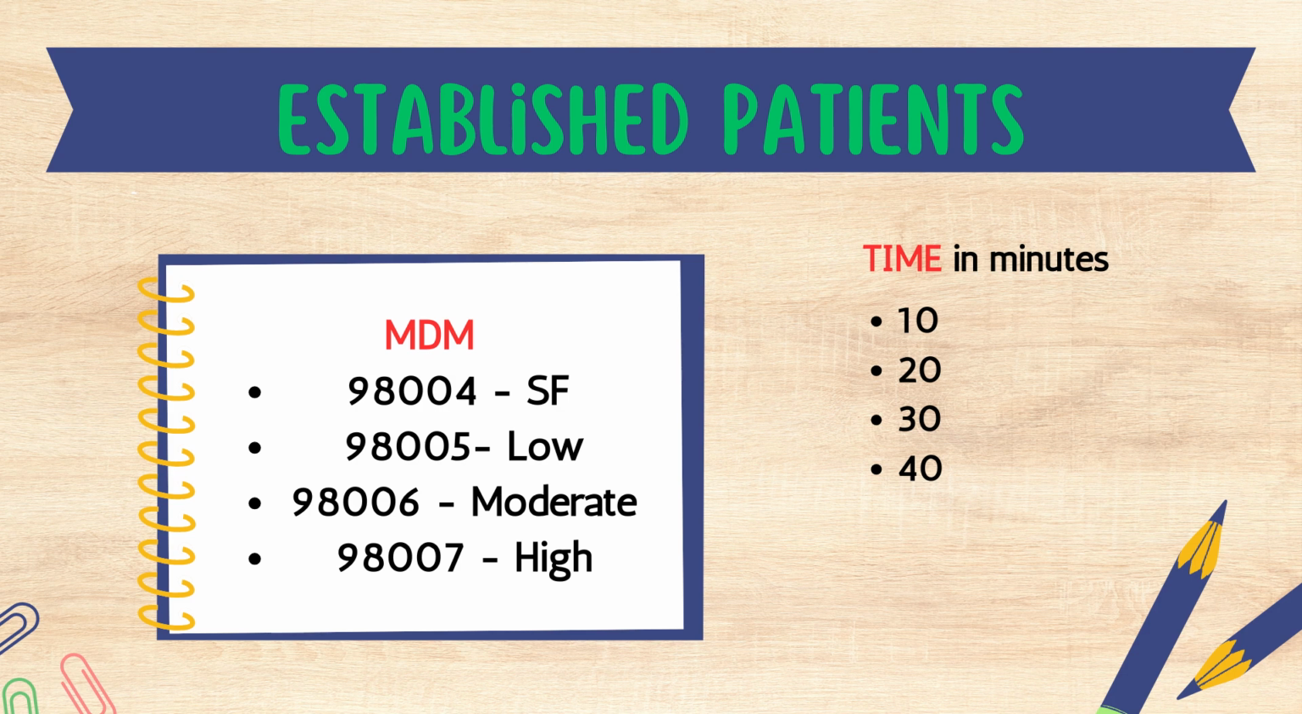According to the medical decision making, CPT code 98004, which is of straightforward complexity, has 10 minutes. 98005 has low complexity MDM with 20 minutes. 98006 with a moderate level of medical decision making has 30 minutes. And code 98007, which is of high complexity, has 40 minutes for the established patient.